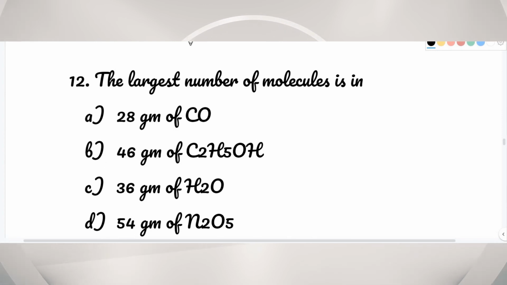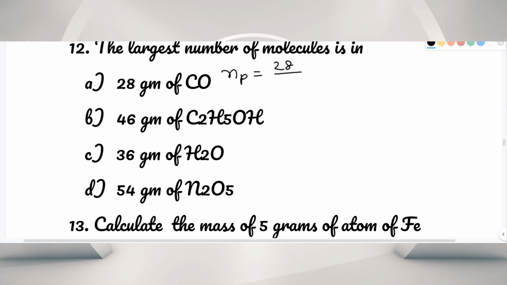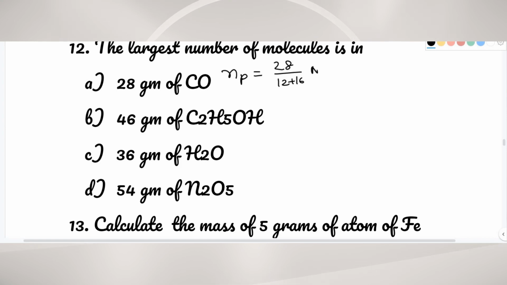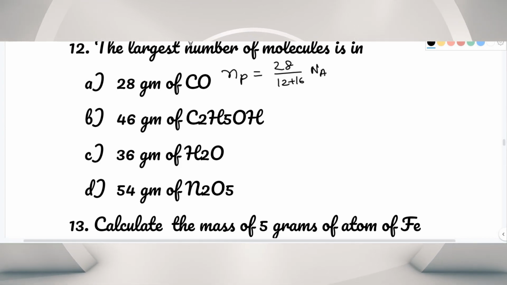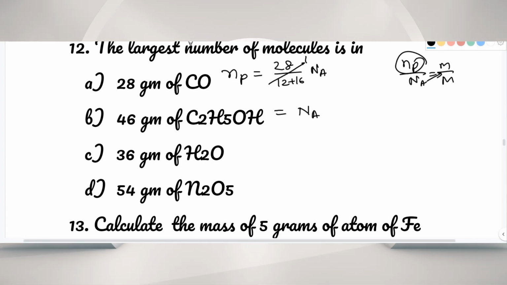12th question. Largest number of molecules is in what? Let's calculate number of molecules in all of them. Number of molecules means number of particles. In the first one it is 28 divided by 12 plus 16, times the Avogadro number. We are using the formula number of particles by Avogadro number is given mass by molar mass, and we are doing the cross multiplication to know the number of particles. Okay, so that is 28. So this is equal to Na. This one is also equal to Avogadro number.